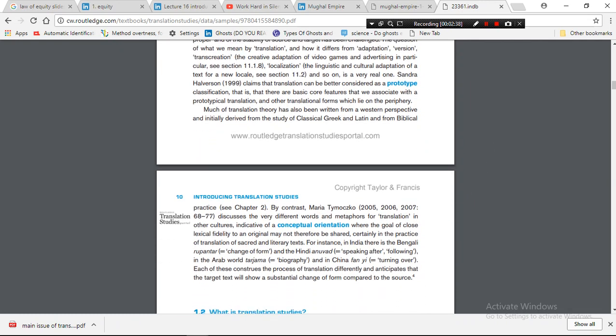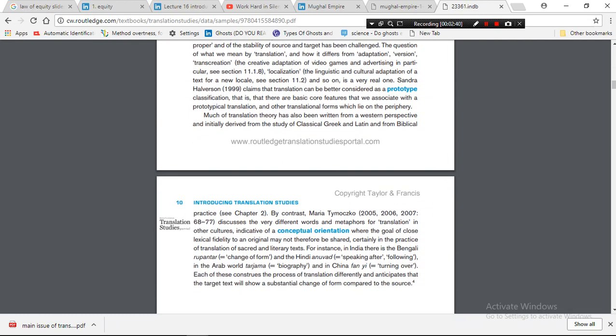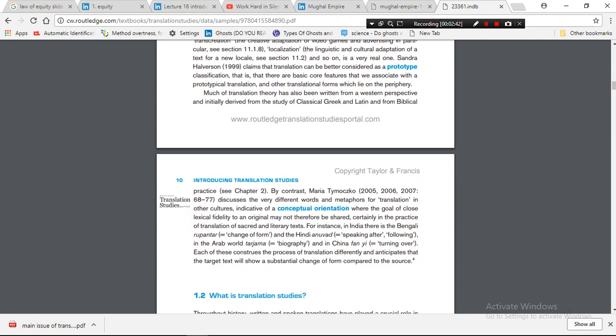practices. Okay, this is the concept of prototype, a conceptual orientation where the closed lexical fields in the original may not therefore be shared. Currently, in the practice of translation of sacred and literary texts, for instance, speaking of the Arab world, Tarjuma, and in China, fanyi.